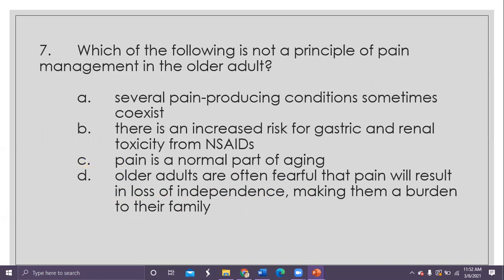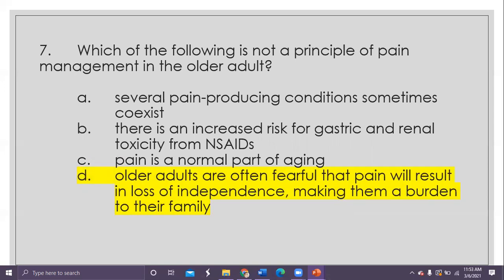Which of the following is not a principle of pain management in an older adult? Several pain-producing conditions sometimes coexist. There is an increased risk for gastric and renal toxicity with NSAIDs. Pain is a normal process of aging, or older adults are often fearful that pain will result in a loss of independence, making them a burden on their family. C. Pain is a normal part of aging, and there is an increased risk for gastric and renal toxicity.